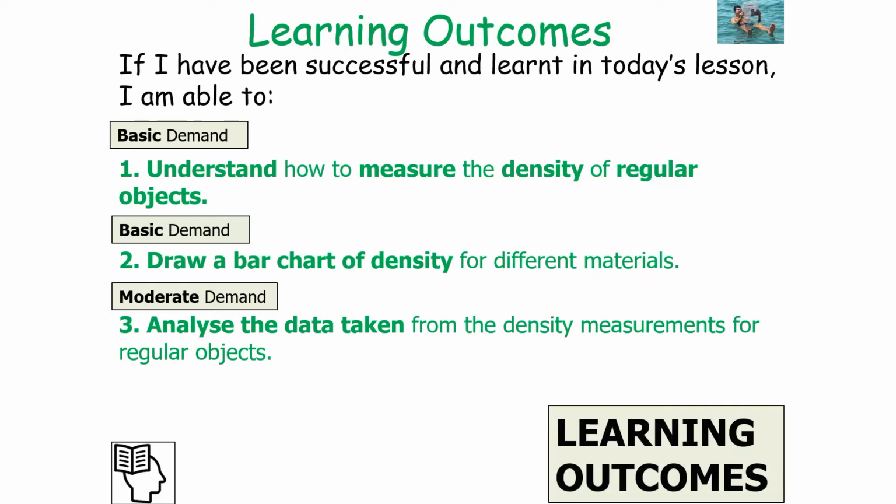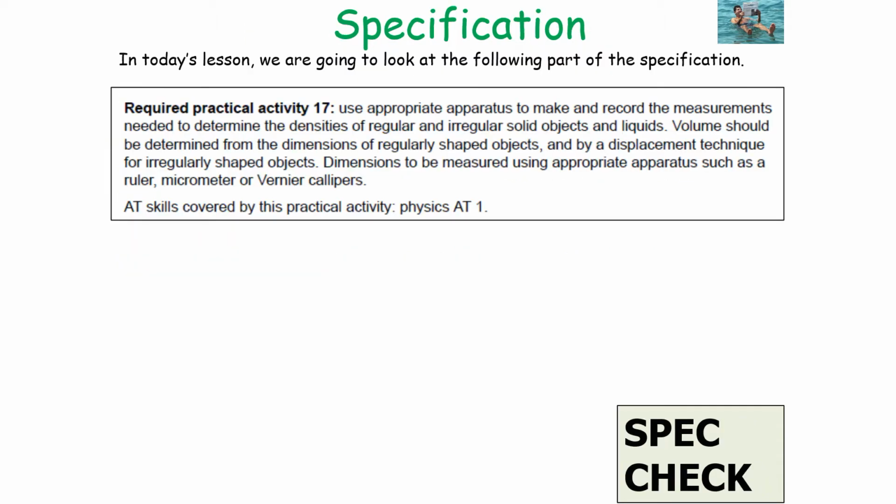So if we're successful in today's lesson, we should be able to understand how to measure the density of regular objects, draw bar charts of densities of different materials, and understand how to analyse the data taken from measurements for regular objects, which falls into the following part of the AQA GCSE Separate Science specification. It is using appropriate apparatus to make and record the measurements needed to determine the density of regular solid objects.